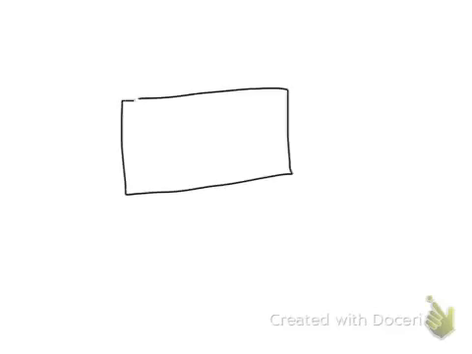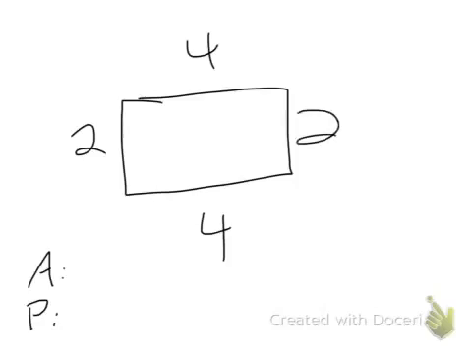So we're going to have a shape like this, for example, a rectangle that's 4 by 2. The first thing we're going to do is find the area and the perimeter, both of which we know how to do. Perimeter we know is, if this side is 4, this side has to be 4. If this is 2, this side has to be 2. So we'd have to add them all together.